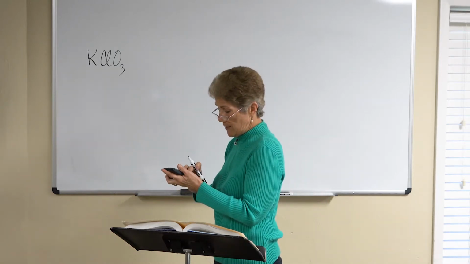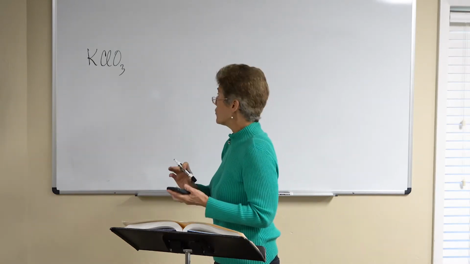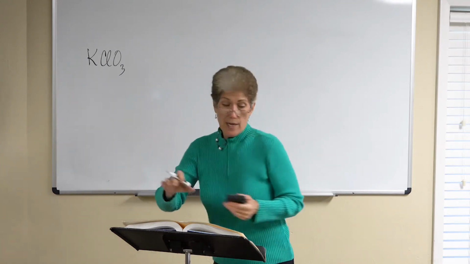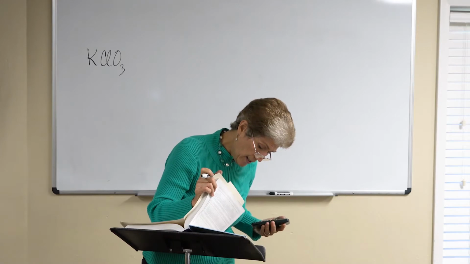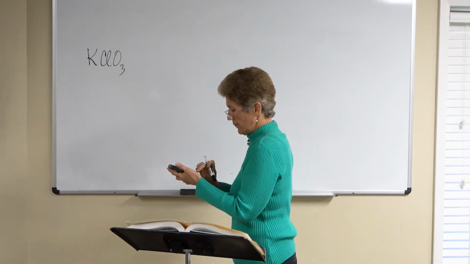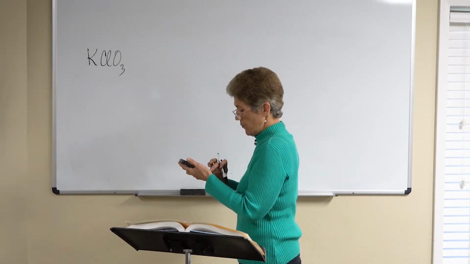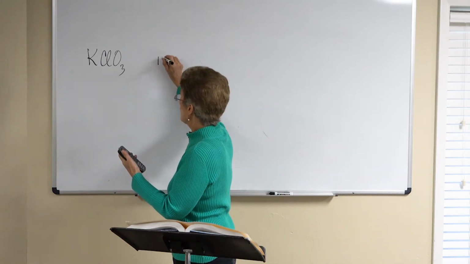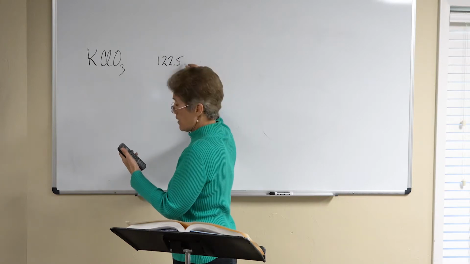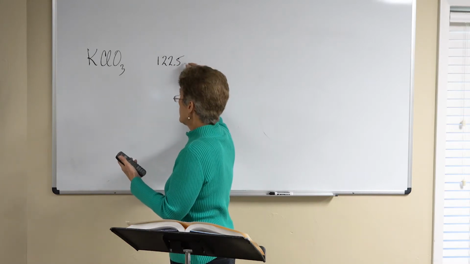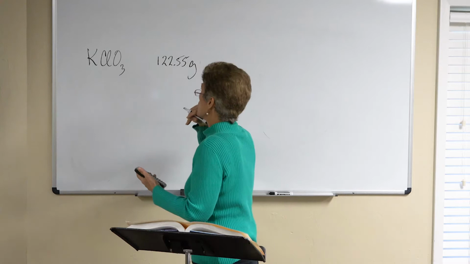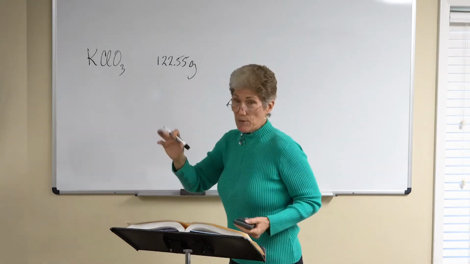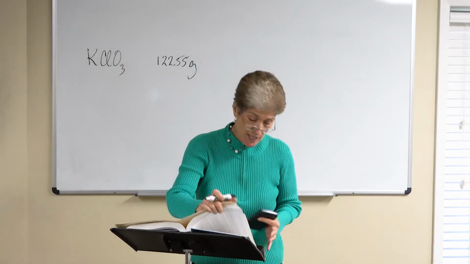So we would say 3 times 16, which is 48, plus 35.45, which is the chlorine, and the potassium is 39.10, plus 39.10. And so the molar mass of this is 122.55. And yes, we do go to that significant figure because we added up and they all went to the 100th place. So that is the molar mass of that. Now we would take each one and figure out what percentage it is.